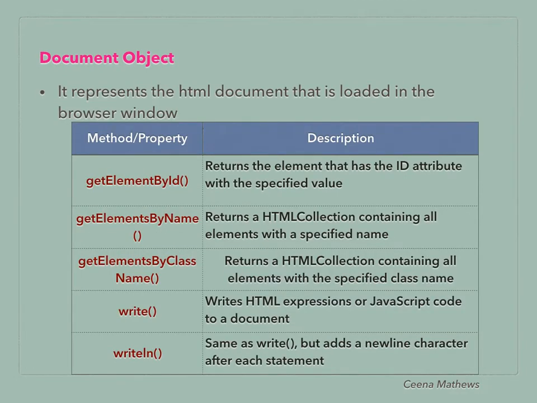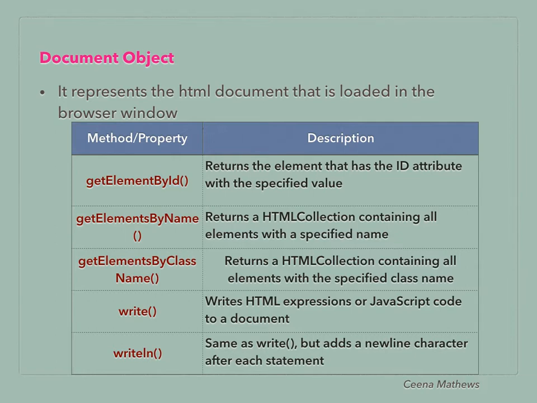Next object is document object. It represents the HTML document that is loaded in the browser window. There are several methods and properties for this object. I have listed here only a few of them. getElementById: within brackets you can specify the ID of the element. It returns the element that has the ID attribute with the specified value that you give within the brackets.